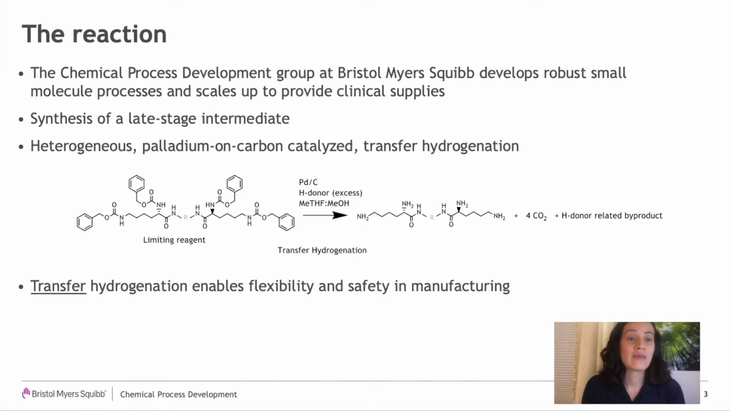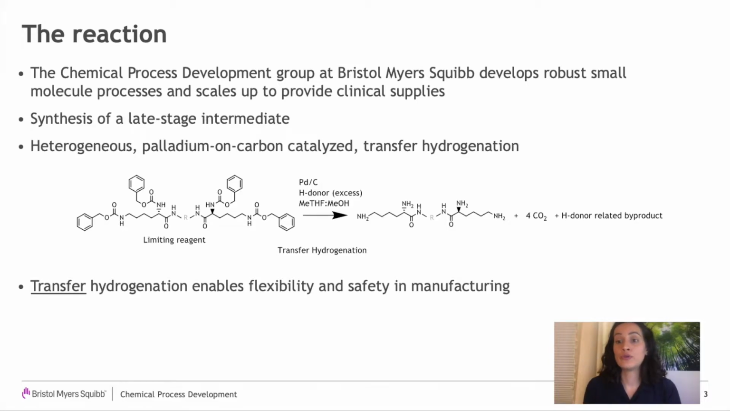So I'm part of the chemical process development group at Bristol Myers Squibb. We work to develop robust small molecule processes and scale up to provide clinical supply. So I was working on the synthesis of a late-stage intermediate with a heterogeneous palladium on carbon catalyzed transfer hydrogenation.